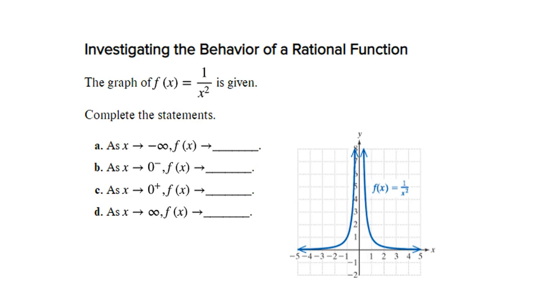So if we want to look at the behavior of this function 1 over x squared, as it approaches some values, well, as x approaches negative infinity, so here's x. As we go to negative infinity, f of x, the function, goes to 0. As x approaches 0 from the left, well, then the function value goes to positive infinity. As we approach 0 from the right, same thing. And then as x approaches positive infinity, the function goes to 0.